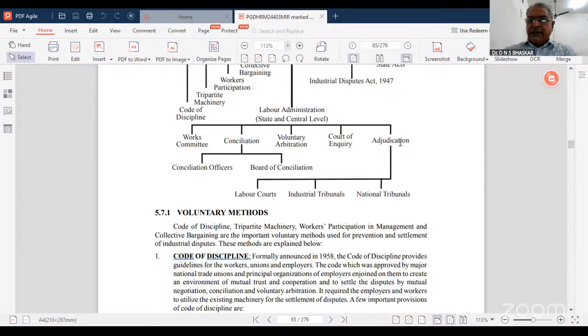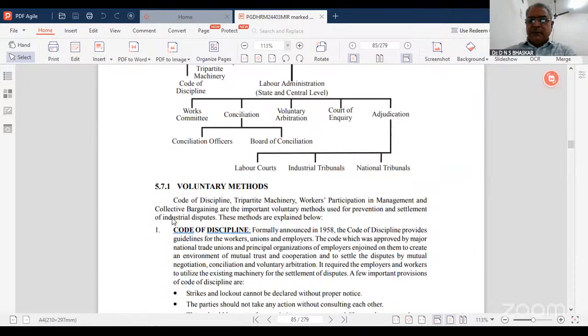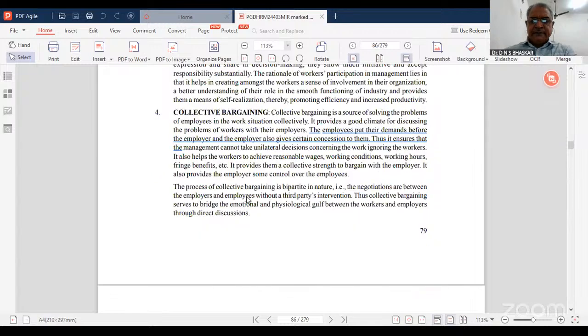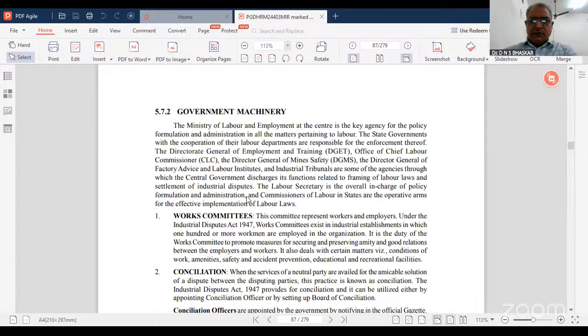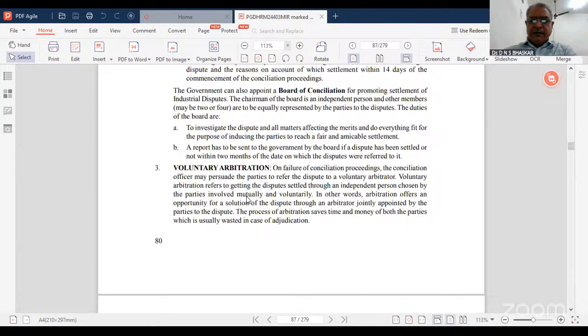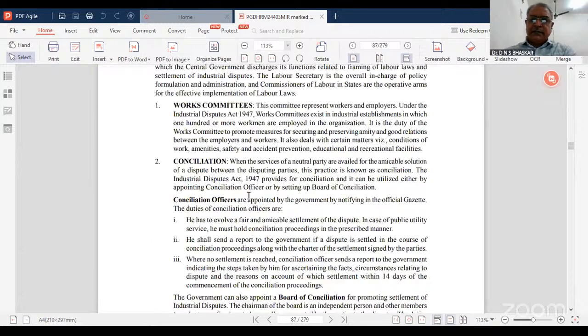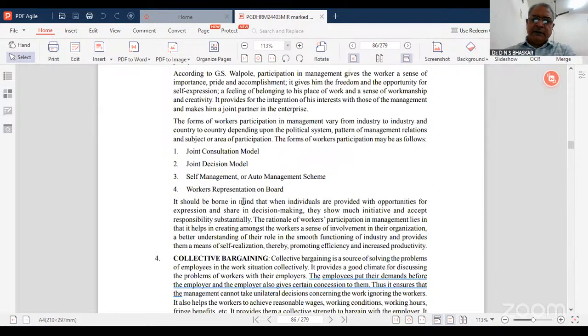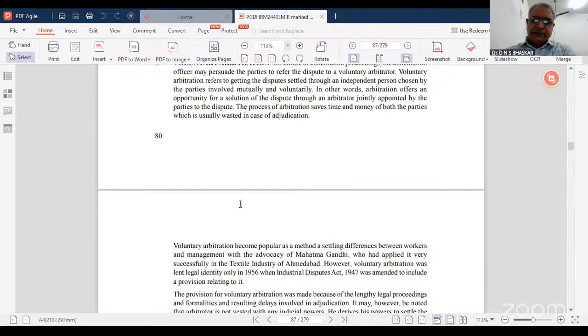In the case of the adjudication process, this is a long, lengthy process. They will first apply to the labor court, then industrial tribunals, then finally the national tribunal will be there in this process. These methods are clearly explained. So I request all the students to go through this. Whenever you write the answer to the question, what is industrial dispute, what are the causes of industrial dispute, how to manage industrial dispute, all these aspects will make a good answer for the question.